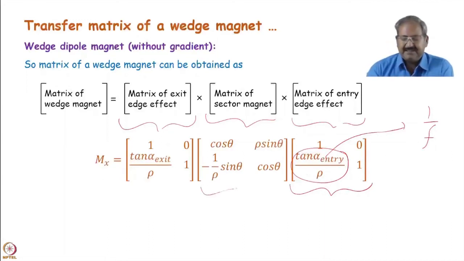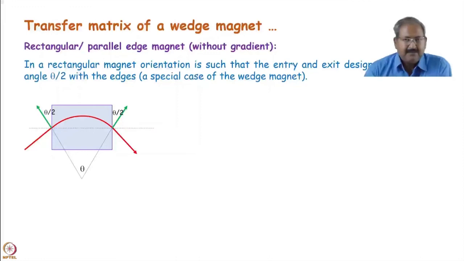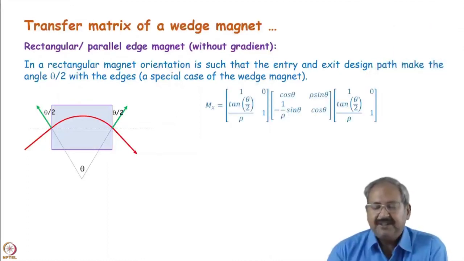Then this is the matrix of the sector magnet, then the matrix at the exit. It is again a thin quadrupolar effect due to the edge. In the particular case when alpha is theta by 2, where theta is the bending angle, we say that this magnet is the rectangular magnet or parallel edge magnet. This particular orientation is known as that. So in this particular orientation, we have put theta by 2 in the place of alpha.